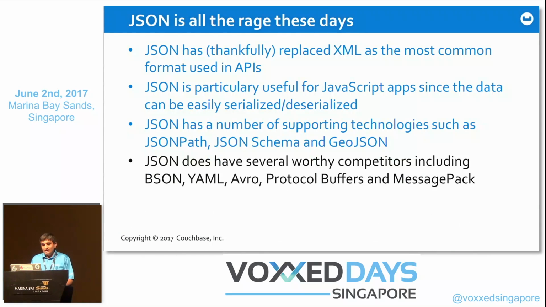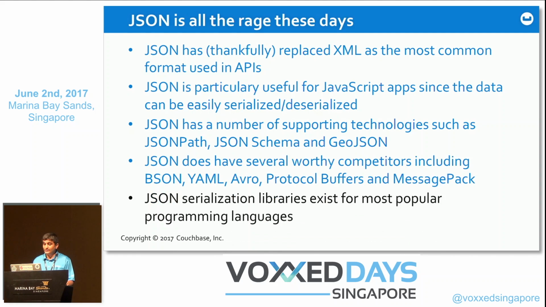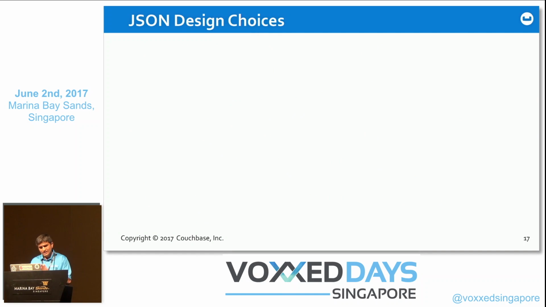Of course, JSON has a lot of worthy competitors like BSON, YAML, Protocol Buffers, MessagePack, and Avro. These are various competitors that you have, and you can use Jackson or JSON libraries, which are available in most of the popular languages. So what are the various design choices that you have when you're actually working with JSON?